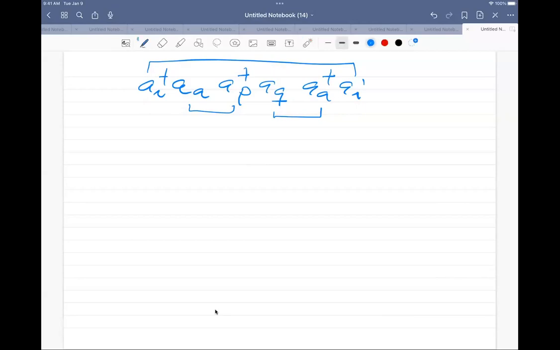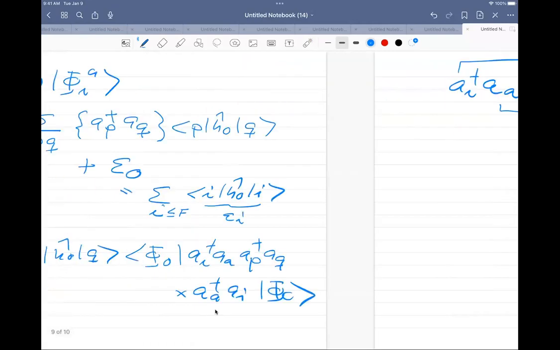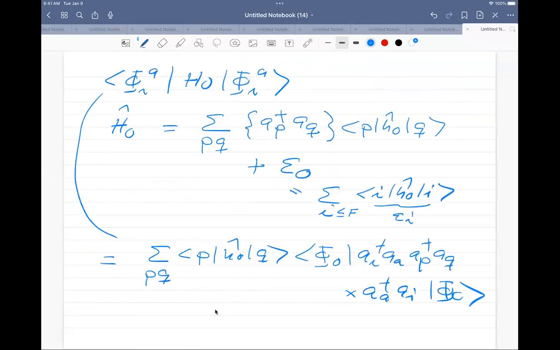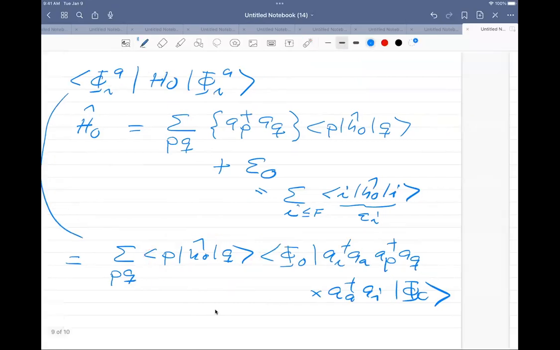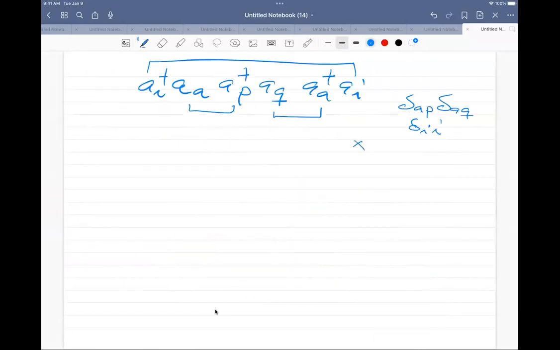So this term is going to give us a delta AP, a delta AQ, and a delta II. If I look back at the matrix element I have, this means that what I will get, or the integral as we've been calling them, will now give us a contribution which goes like times, and then I will have an A of H0 multiplied with A.